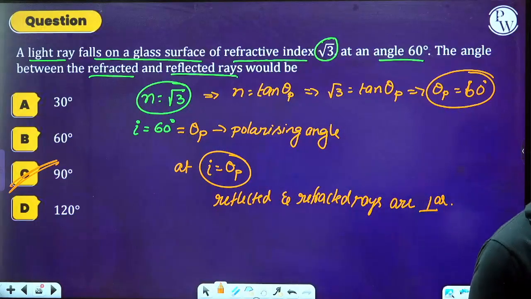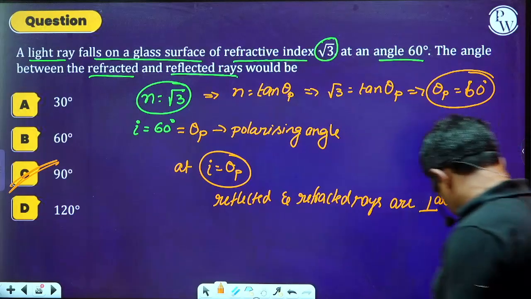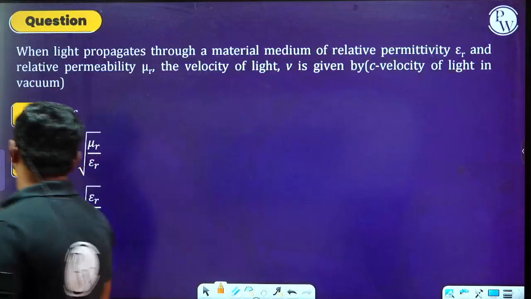Okay. I hope you are understanding these questions more clearly. So option C will be the right answer. Option C is the right answer. So move on to the next one. Move on to the next question. What have they given to us?